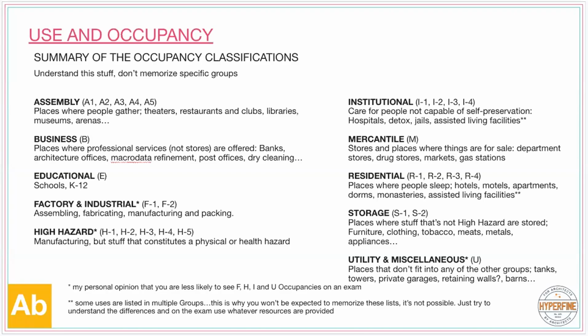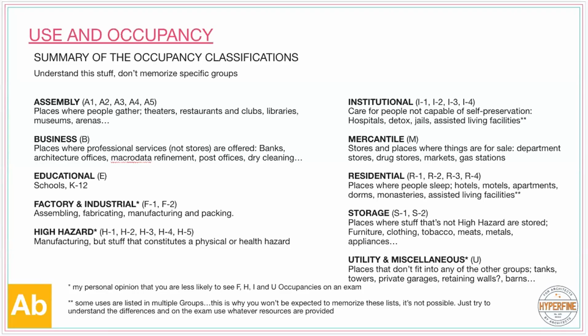There's high hazard, which is manufacturing, but stuff that constitutes a physical or health hazard. The entire point of the code is to protect life and safety. So a lot of times the code is broken up into things that are more and less hazardous. So you can see over on the right column, we've got storage. So this is just what it sounds like, but it's storage of stuff that's more safe than the stuff that's stored in high hazard. So furniture, clothing, tobacco, meats, metals, appliances, things that you store. Theoretically, they could catch fire. Within storage, there's S1 and S2. Again, you don't have to memorize this, just understand that these are the way it's broken up.